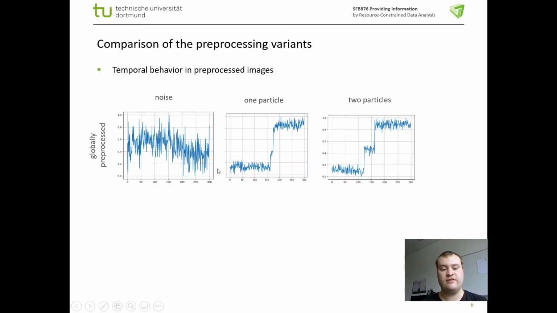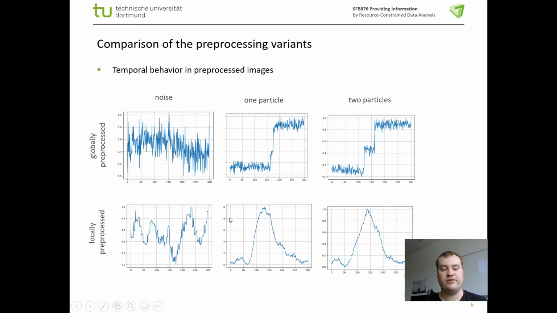If we have a look at this, not at the spatial component, but at the temporal component, we can take one pixel and display this graph over time. So we can see that the noise really looks like noise in this case, and one particle which attaches generates a high difference, a clear difference over time in the globally preprocessed variant. When, for example, two particles attach, we also can distinguish it from one particle.